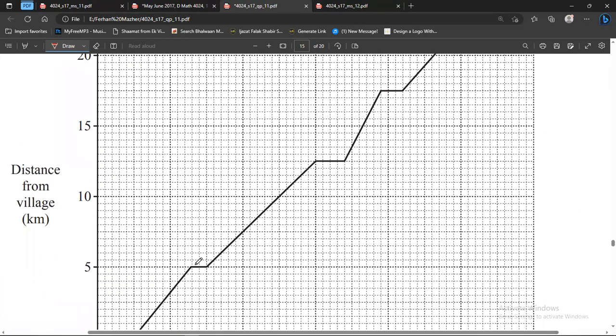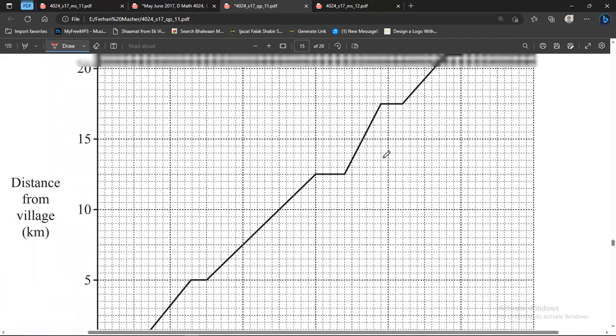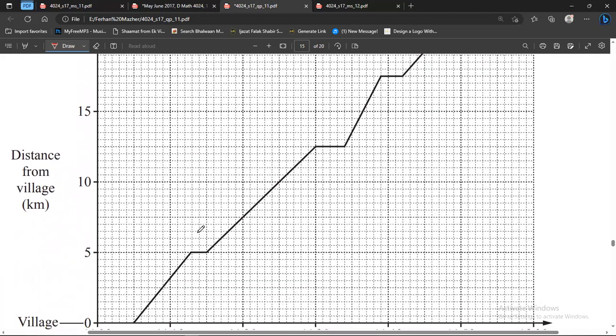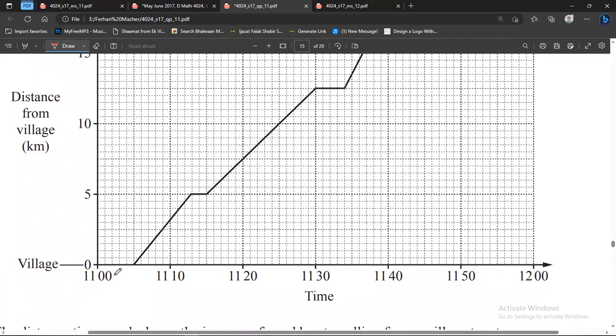So first, I'm counting the small squares. When the graph is flat, this means the bus has stopped. Okay, when the graph is flat, it means the bus has stopped. So count the small squares and remember, one small square represents 1 minute.